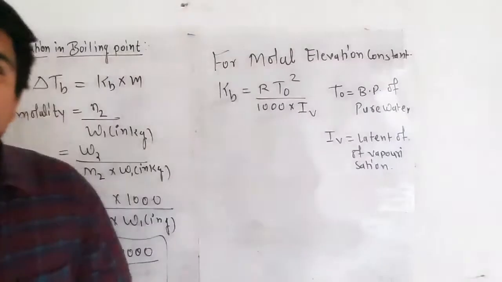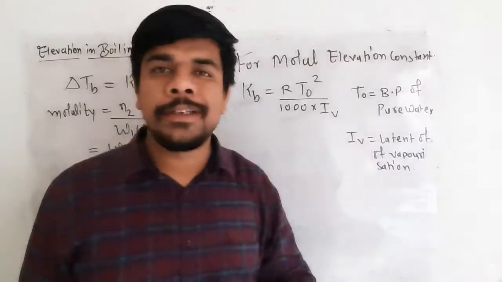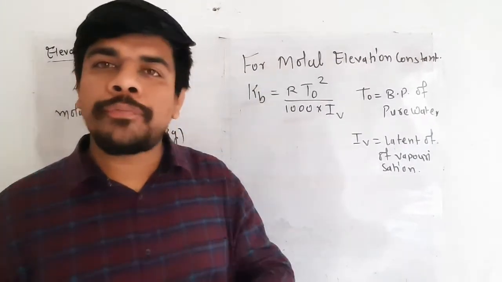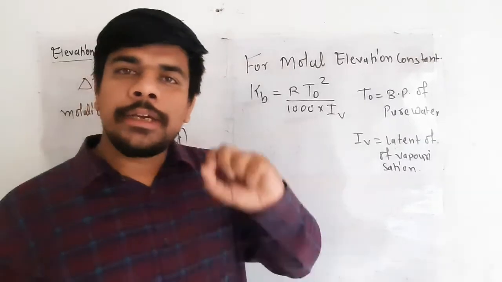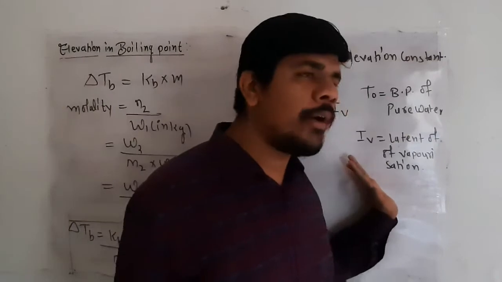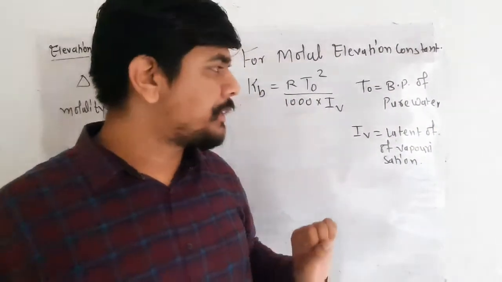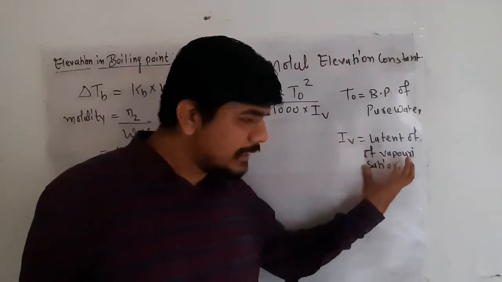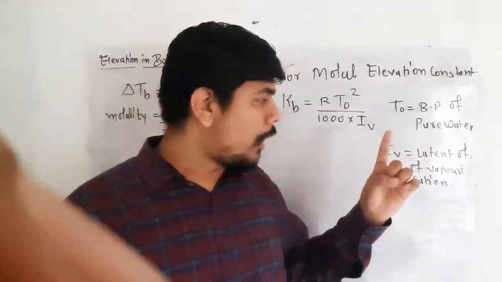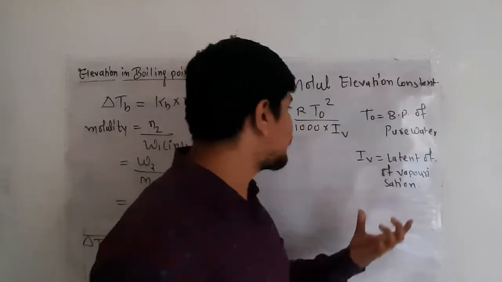What is latent heat of vaporization? You heard this word in class 9. Latent heat of vaporization is the amount of heat energy required for converting 1 kilogram of liquid into vapor at normal atmospheric pressure. So the energy required to convert 1 kilogram of a liquid into vapor is called latent heat of vaporization.